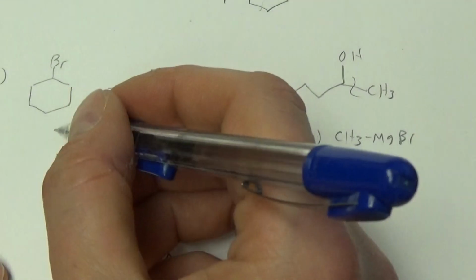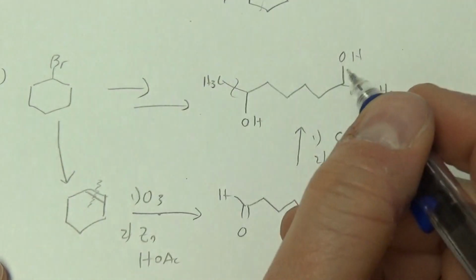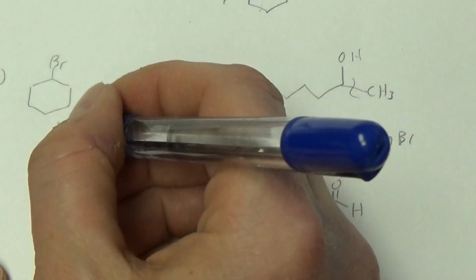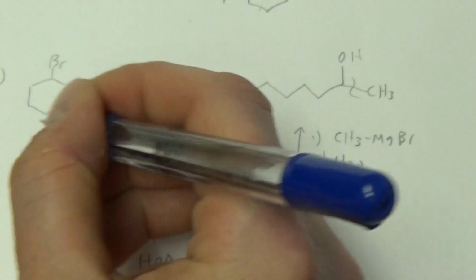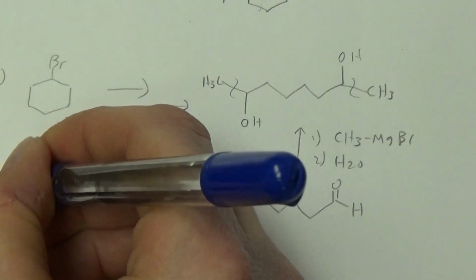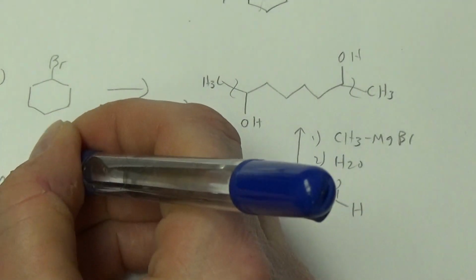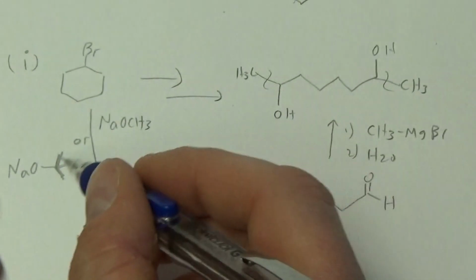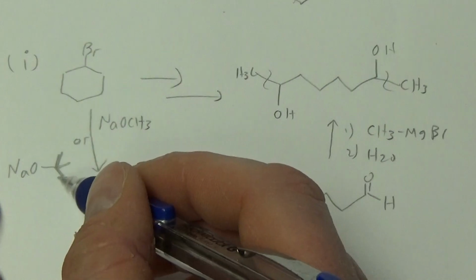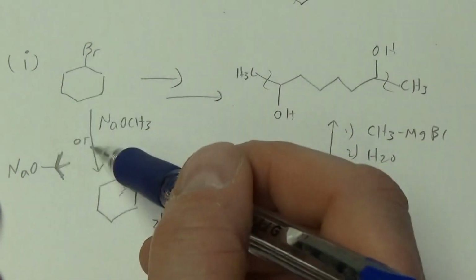And then to go from the bromide to the alkene, you use a base. What base? Your choice. We could say NaOCH3. You could also use NaO-tert-butyl. There's no Zaitsev or anti-Zaitsev issues here, so it's just any strong base of your choice. NaOCH3 or NaO-tert-butyl are the bases we usually use.